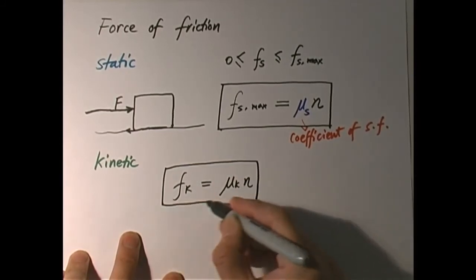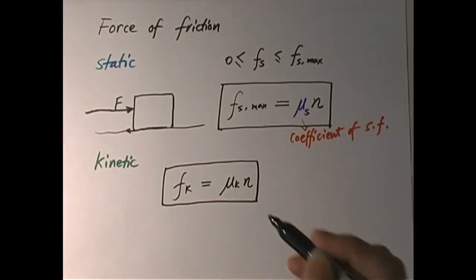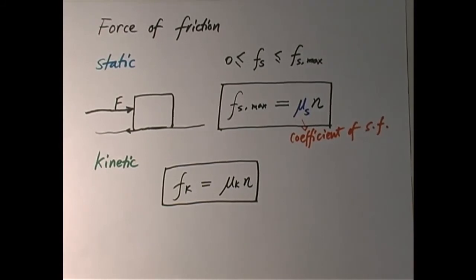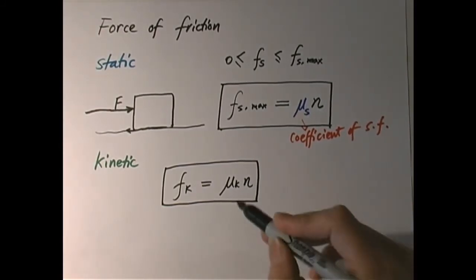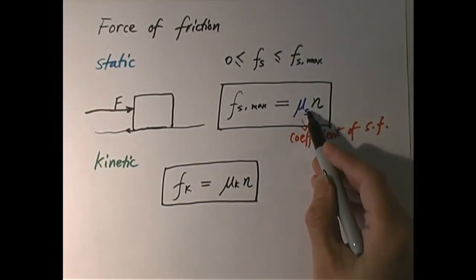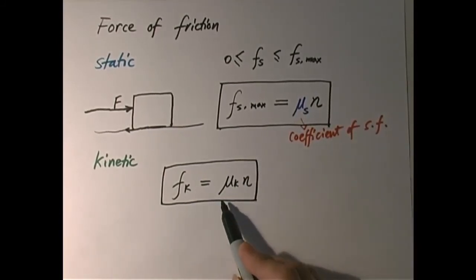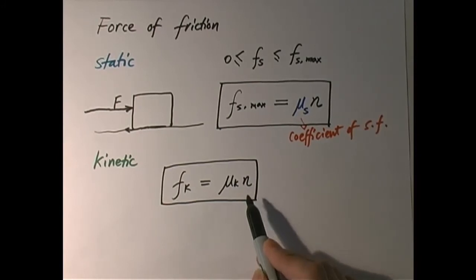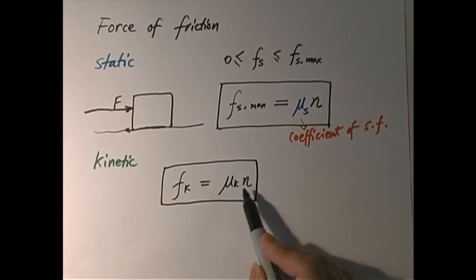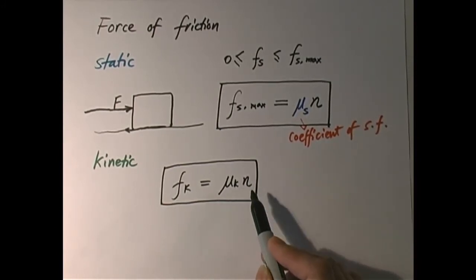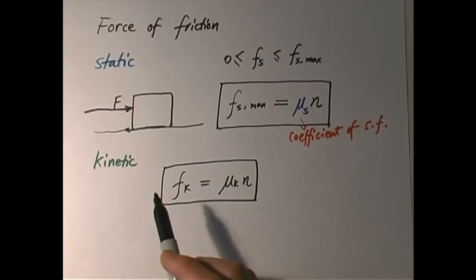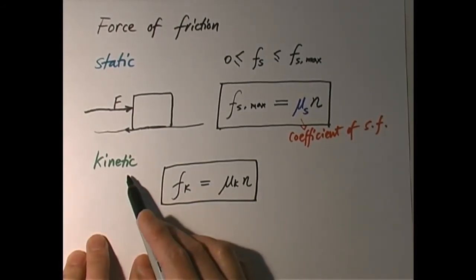And the fact that the kinetic friction usually is less than the maximum value of the static friction tells you that mu k is usually less than mu s. So once things start to move, you have pretty much a constant resistance of kinetic friction, which is mu k times N. Now, it goes without saying that the direction of friction is always against the direction of motion in the case of kinetic friction.